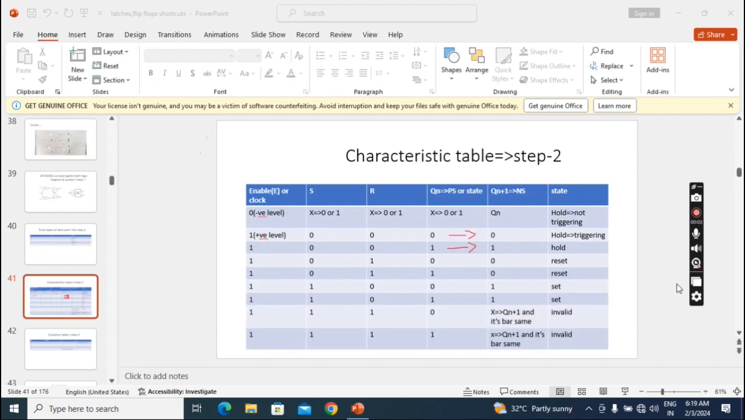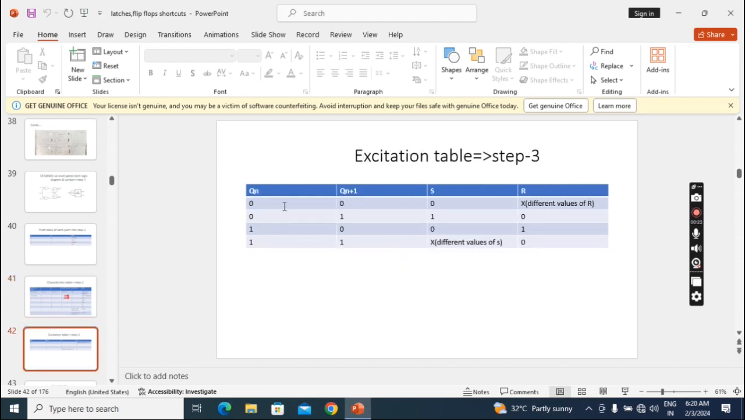In this lecture, we'll discuss the difference between characteristic table and excitation table. In the characteristic table, we determine the next state value from the data inputs and present state. But in the excitation table, we determine the data input values from the present state and next state. Suppose for this present state and next state, what can be the input values? Like that.